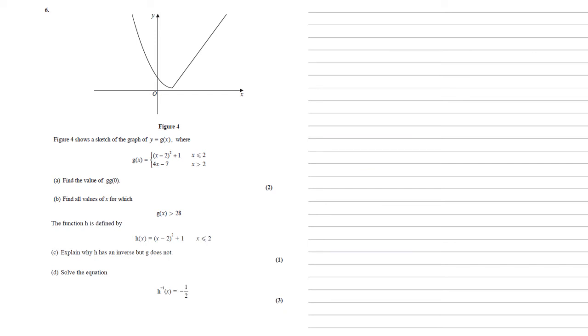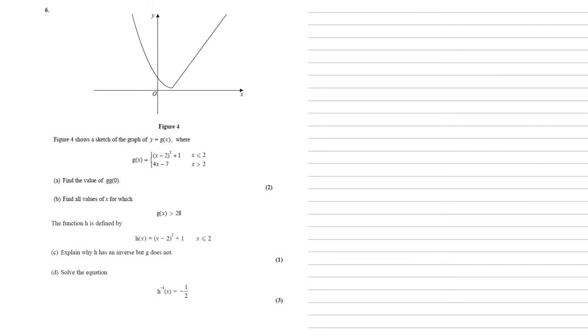The function h is defined by h of x equals (x minus 2) all squared plus 1 for x is smaller than or equal to 2. We need to explain why h has an inverse, but g does not. So if we go back to figure 4, the function h is just the left-hand side of this, the curved bit, when x is smaller than or equal to 2. It doesn't include that diagonal line on the right.